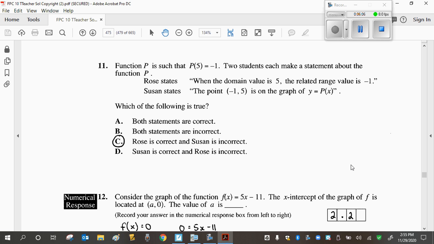Rose is correct, and Susan is incorrect. Remember, the x is the number in the brackets, and that's the y. So x means domain, range means y. Good job, Rose. Good try, Susan. No problem. Just study it, Susan, and you'll get it right next time.